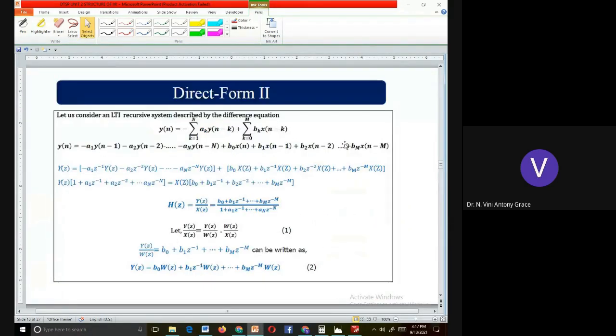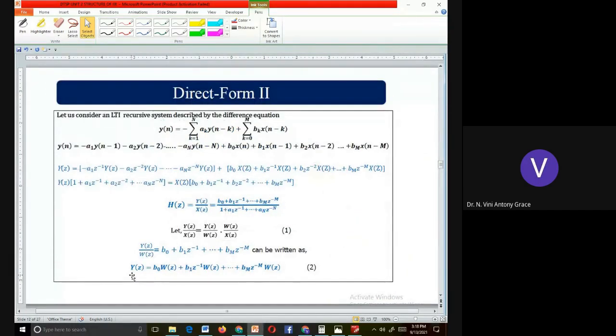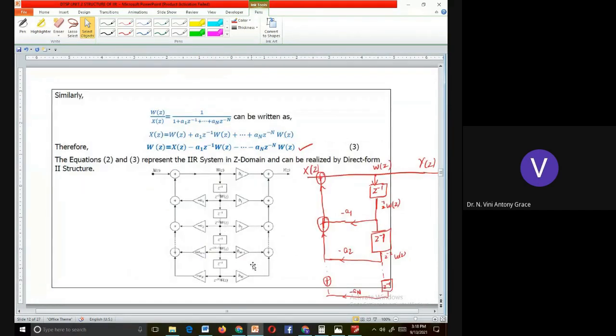Coming to equation 2. What is equation 2? In equation 2, W of z is the input, Y of z is the output. What is the first term? B naught into W of z. So what we have to do here? W of z, we have this at this intermediate term. Multiply this W of z by b naught. At this point, I will get b naught into W of z.